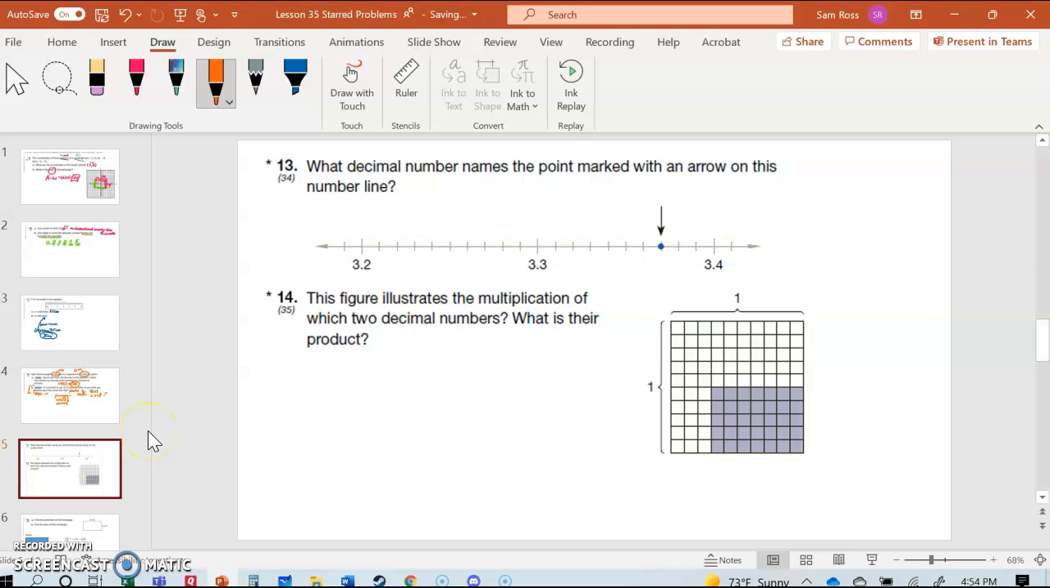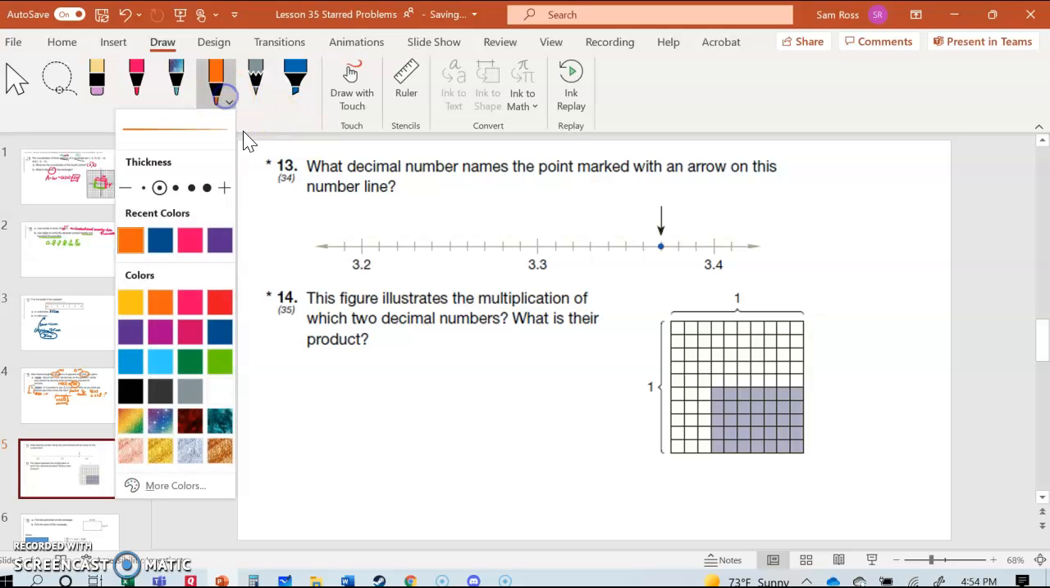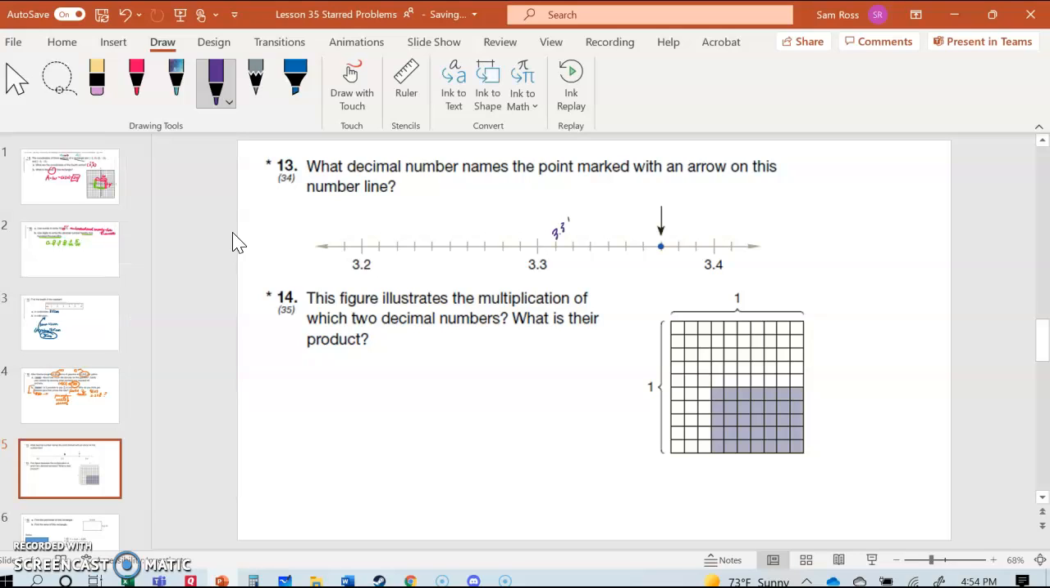All right, number 13. What decimal number names the point that is marked with the arrow on this line? So we have 3.2, 3.3, and 3.4. Let's see how many marks we have between 3.3 and 3.4. So I have 1, 2, 3, 4, 5, 6, 7, 8, 9, 10. Cool. So this is 3.31, 3.32, 3.33, 3.34, 3.35, 3.36, 3.37. So this went up by hundredths.